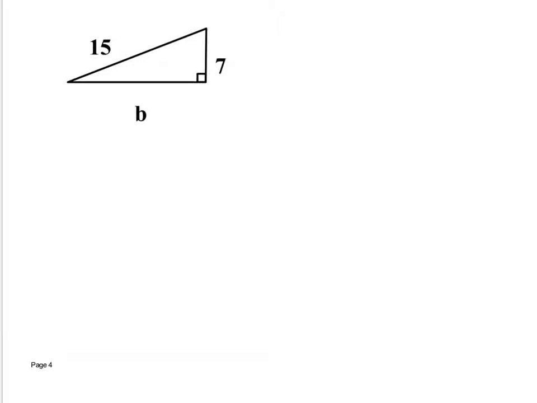Here you've got a triangle with A is 7. B we don't know, but we do know C, and that's 15. So again, we plug them into A squared plus B squared equals C squared. Now please be aware that B they're not asking for. Here they tell you, hey, we're looking for B. That makes it obvious.